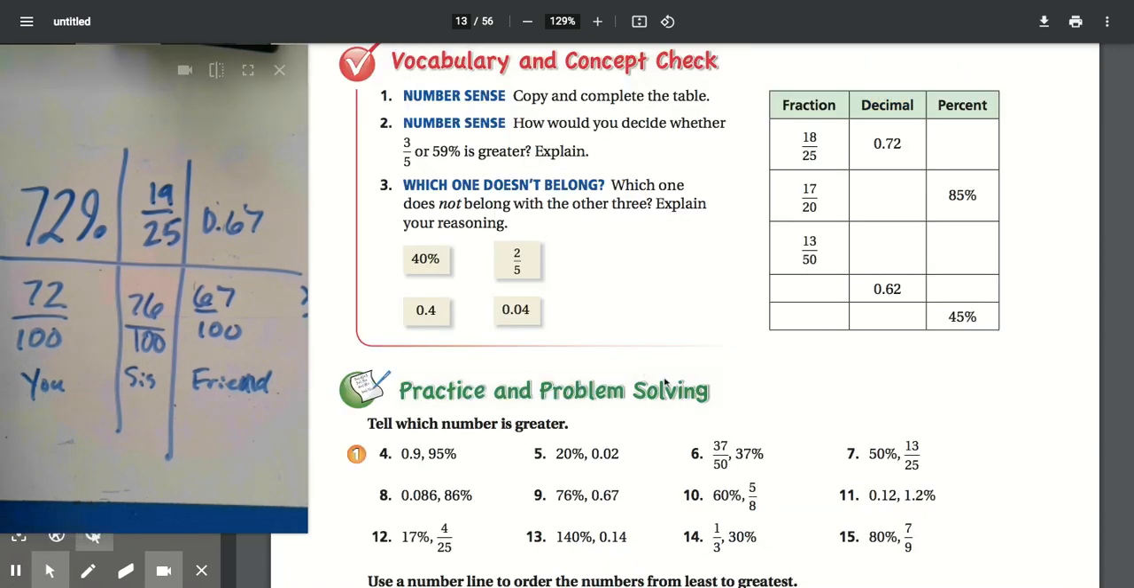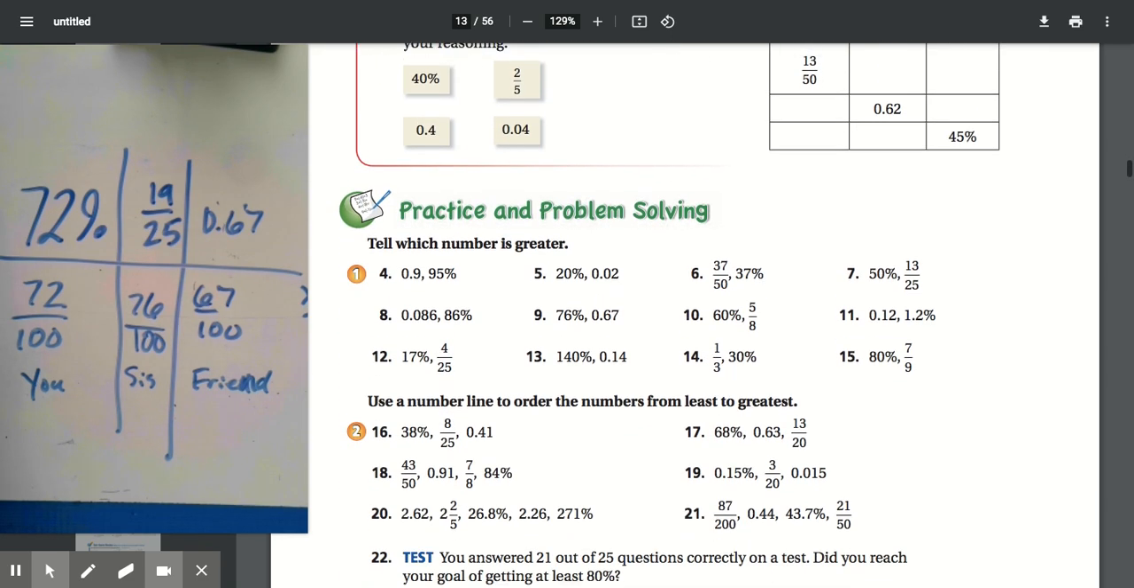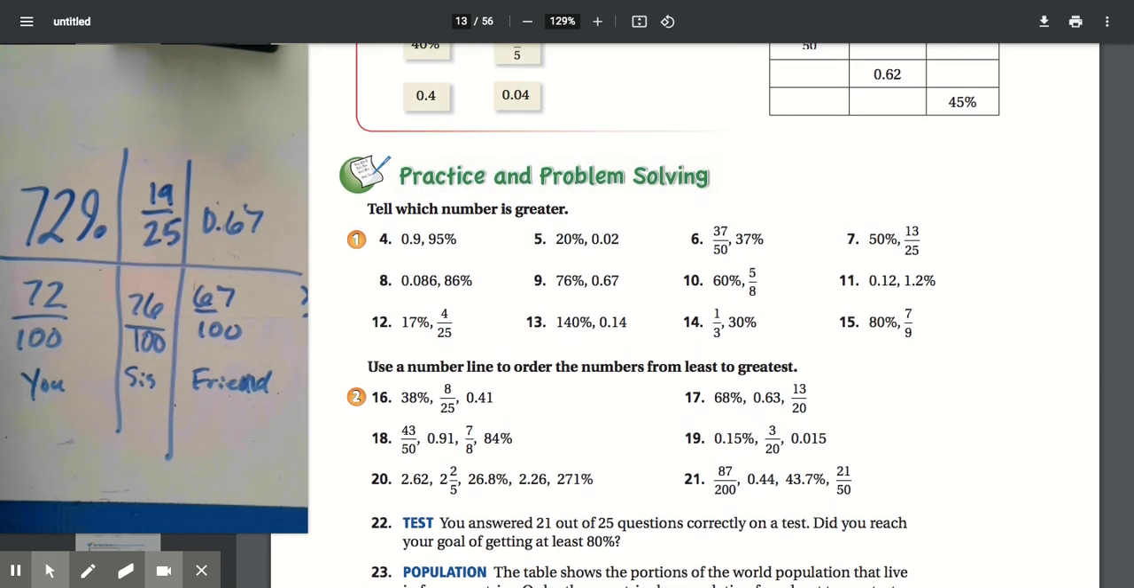So for your homework today, you are going to fill in some tables like that, going from fraction to decimal and percent. And then for the next part, you're going to tell which number is greater. You must put it in a common form first. So you have to be comparing percent to percent or decimal to decimal. So figure out which one you want to change so that it is in the same form as the other one, okay?